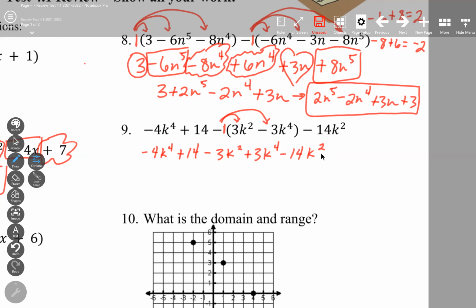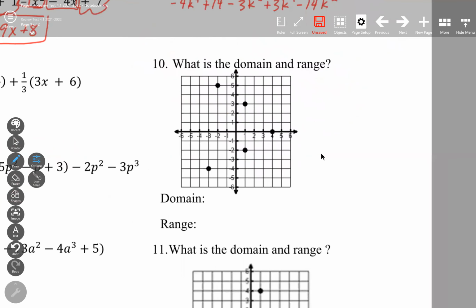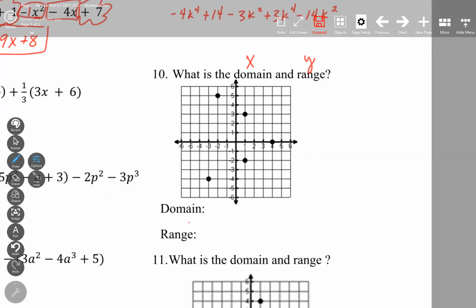Okay, next topic, domain and range. Remember, domain is the x values and range is the y values here. Okay, so we've got a scatter plot here, right? So what I want to do is go and find the ordered pairs for all of these points first, and then I'll look at my x's and my y's and get my domain and range.